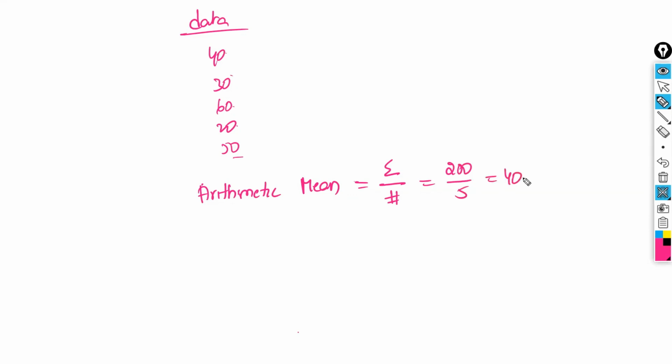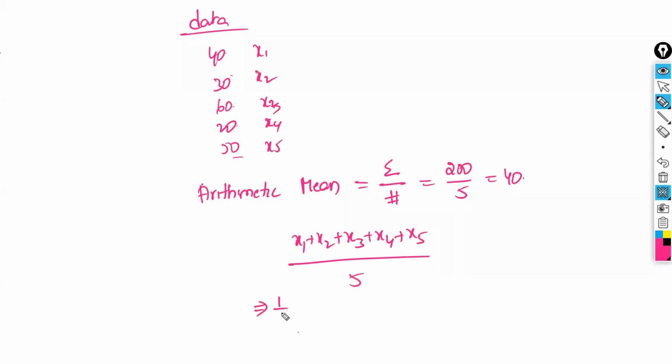Now, what is the meaning of this? The sum of the data points divided by total number of data points. Let us take the data points as x1, x2, x3, x4, x5. Can I write x1 plus x2 plus x3 plus x4 plus x5 divided by 5? Now, can I write the same thing like this: 1 by 5 into x1, plus 1 by 5 into x2, plus 1 by 5 into x3, plus 1 by 5 into x4, plus 1 by 5 into x5?